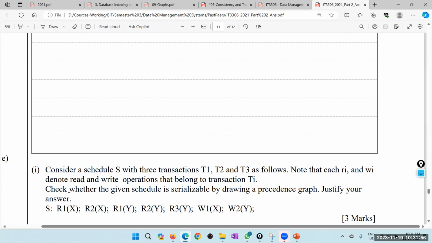And not only that, we have identified the reasons, logic, everything. You don't have to do everything. You just have to draw the precedence graph and say whether it's serializable or not. And if it is serializable, you have to say to which serial schedule it is serializable. Right, do it. Take 5 minutes. Or you don't need 5 minutes actually. You can take only 2 minutes.